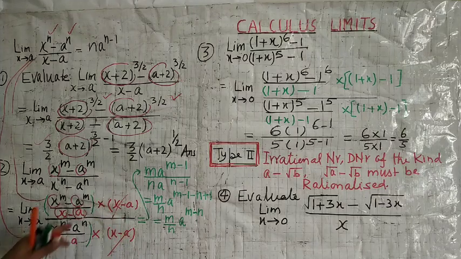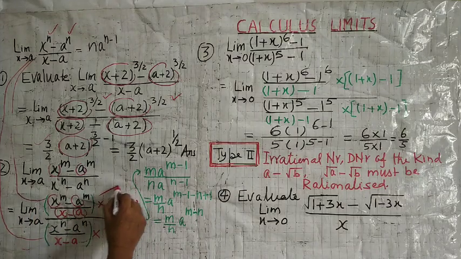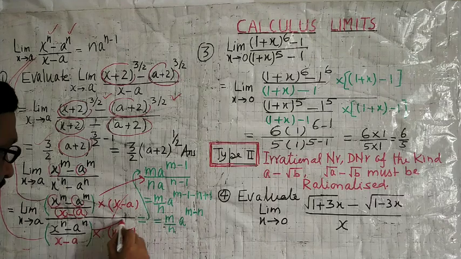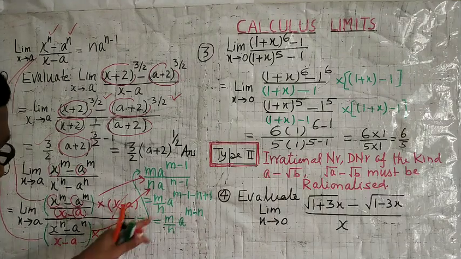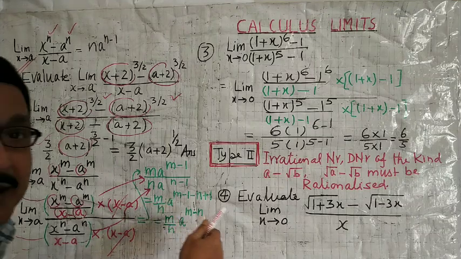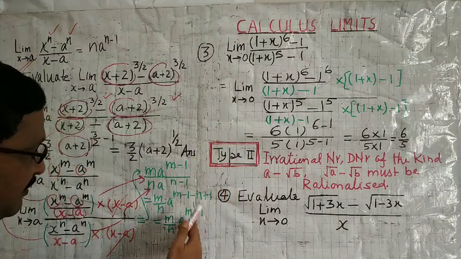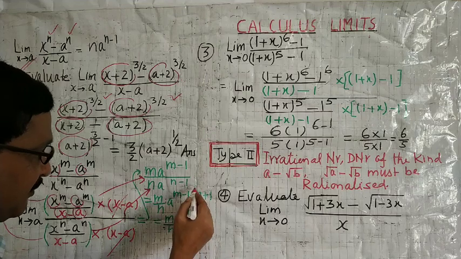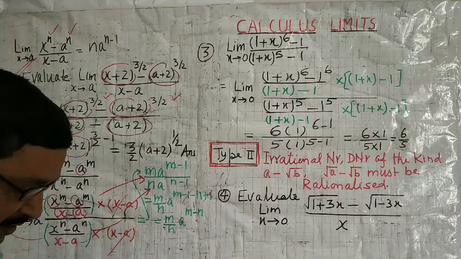Now apply the formula for this: m a^(m-1) and n a^(n-1). Simplify it to get m/n a^(m-1). When n-1 goes upside, the sign changes, it becomes -(n-1), so the 1 cancels. So this is your answer.